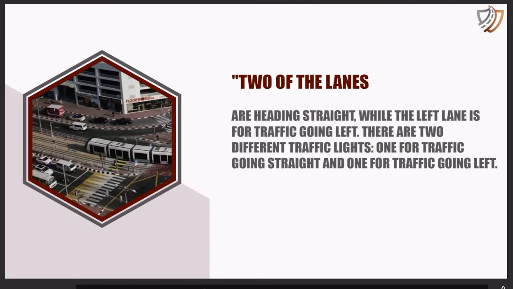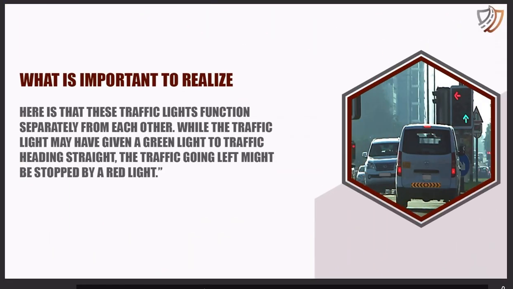Two of the lanes are heading straight, while the left lane is for traffic going left. There are two different traffic lights, one for traffic going straight and one for traffic going left. What is important to realize here is that these traffic lights function separately from each other. While the traffic light may have given a green light to traffic heading straight, the traffic going left might be stopped by a red light.